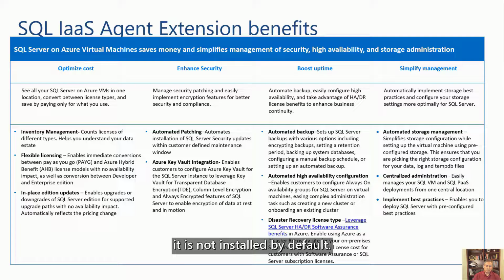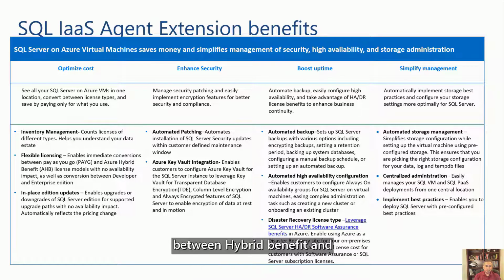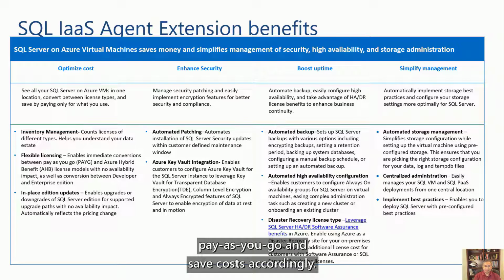It is not installed by default. If you bring your own VMs, you have to register and install it. I'll show you how to do that. If not, if you install a gallery image, it automatically comes with this. Plus, you can also use that to get license management, where you can switch between hybrid benefit and pay-as-you-go and save costs accordingly. So a lot of benefits by using the IaaS agent extension.